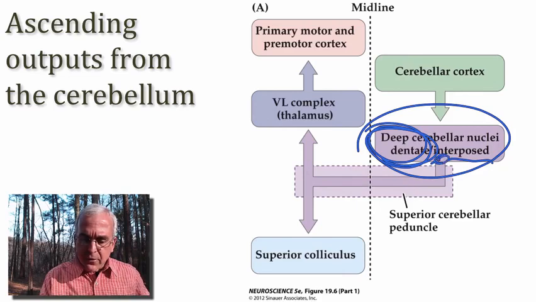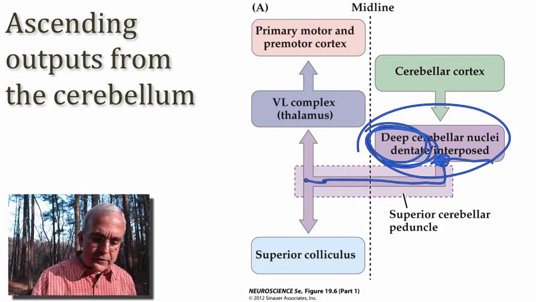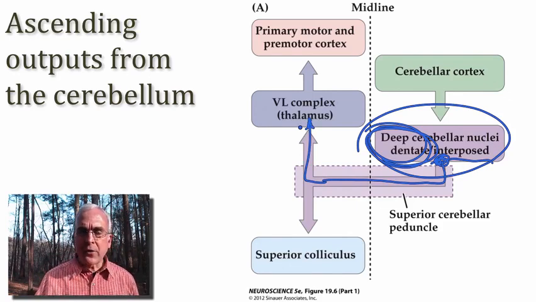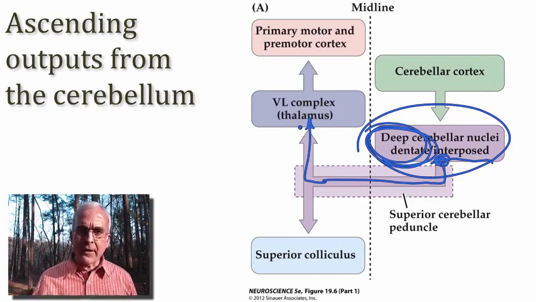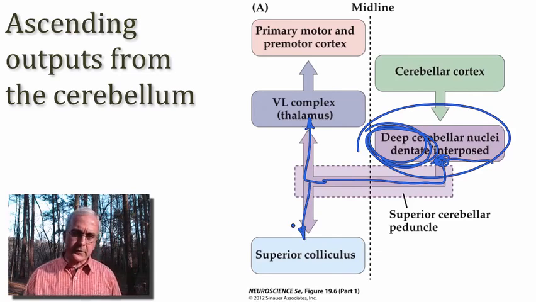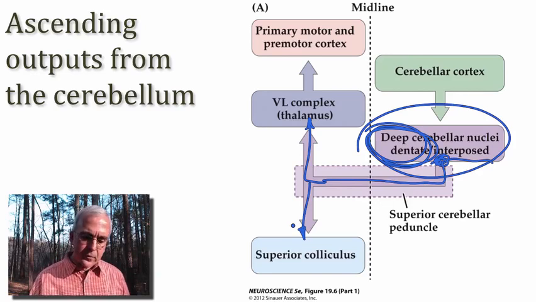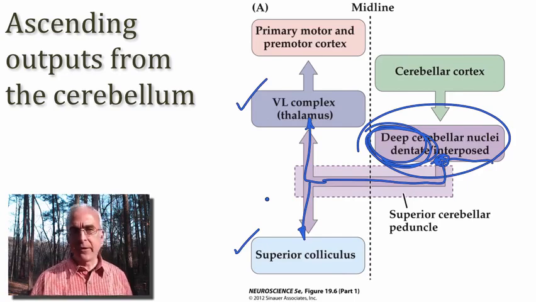The deep cerebellar nuclei in question, namely the dentate nucleus, grows an axon that exits the cerebellum through the superior cerebellar peduncle. And some of these axons will ascend and terminate in the ventrolateral complex of the thalamus, the ventral anterior, ventrolateral nuclear group. There are other axons that will terminate among upper motor neurons in the superior colliculus. Probably not the same axons, but nearby axons. So these ascending outputs target the motor thalamus and the superior colliculus.